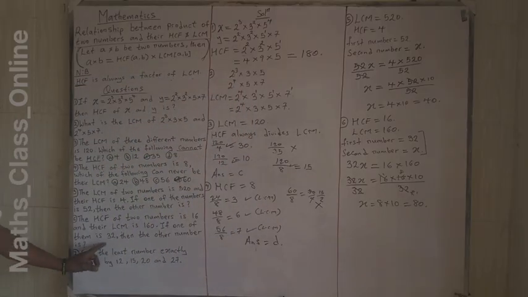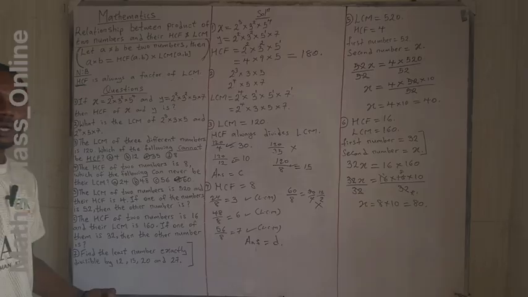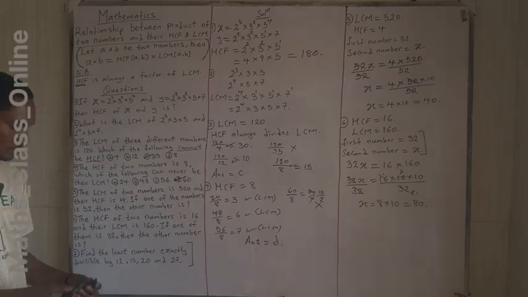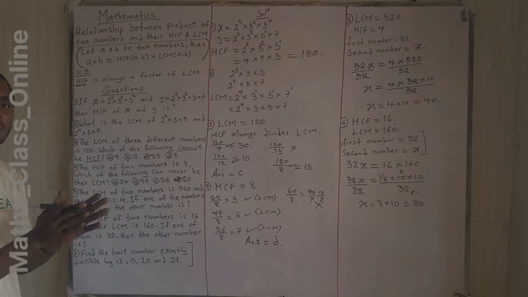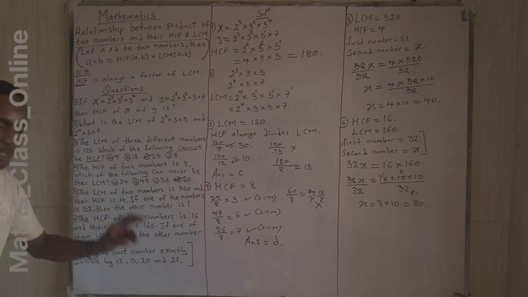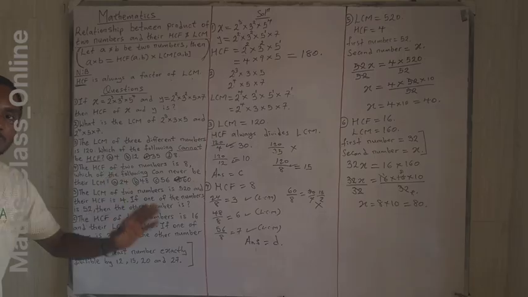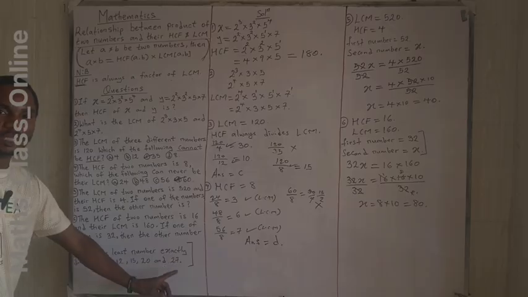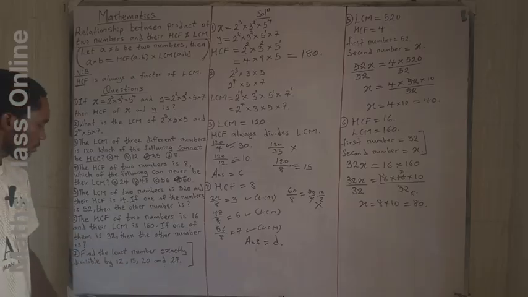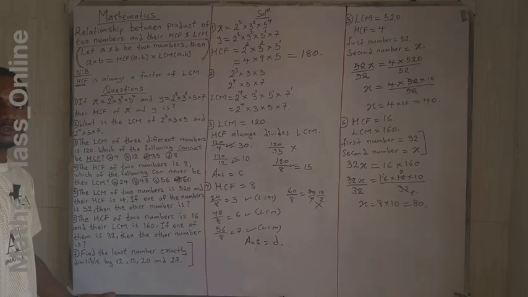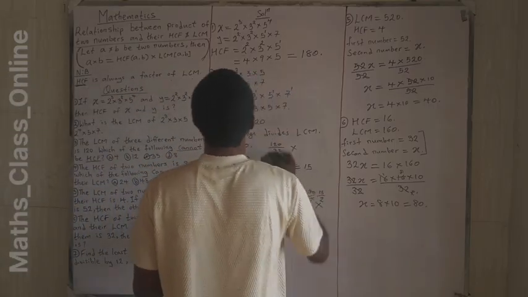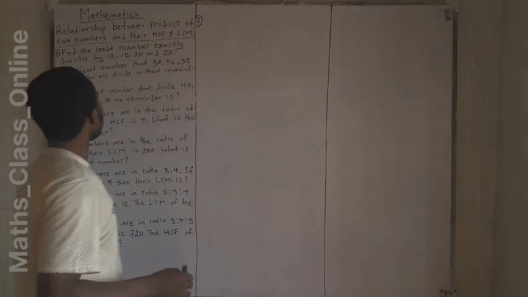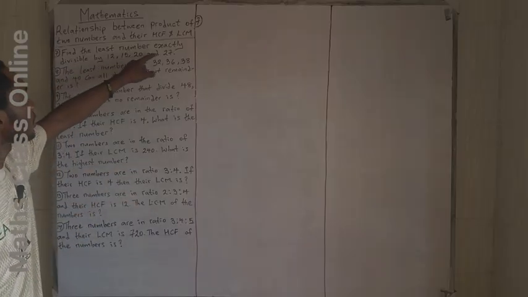Number 7. Find the least number exactly divisible by 12, 15, 20, and 27. Let's look at this question very well. This is another way of asking you to find the LCM of these numbers. We want the lowest number that can be divisible by 12, 15, 20, and 27. So what is the LCM of these numbers? We first of all write all these numbers in index form: 12, 15, 20, 27.